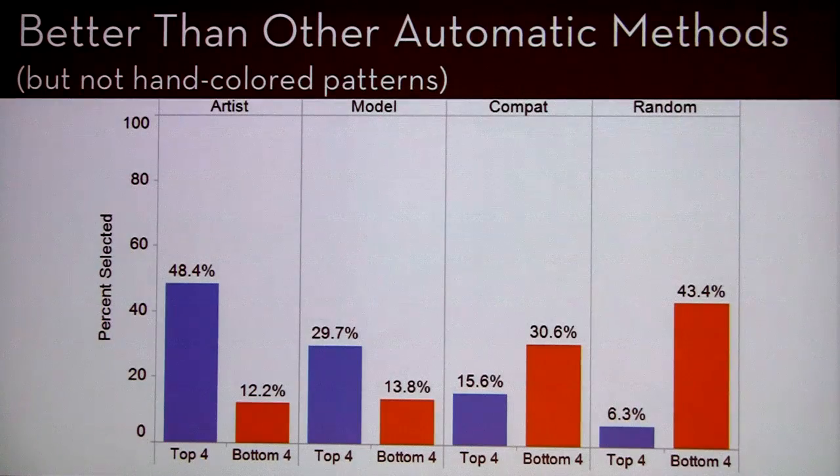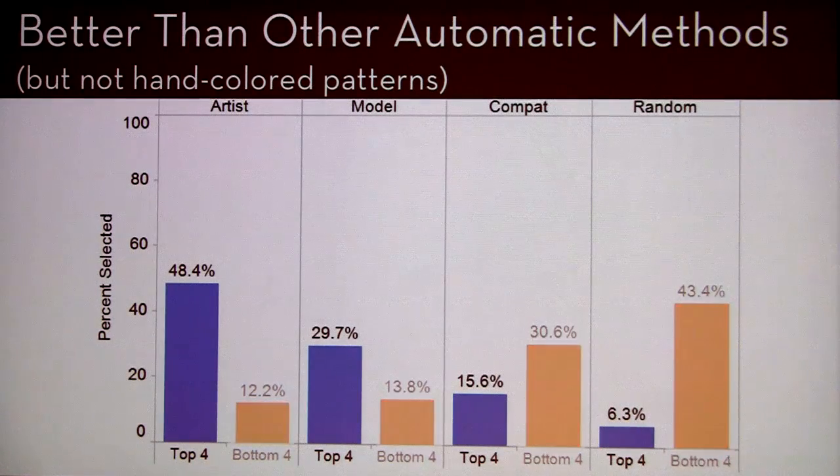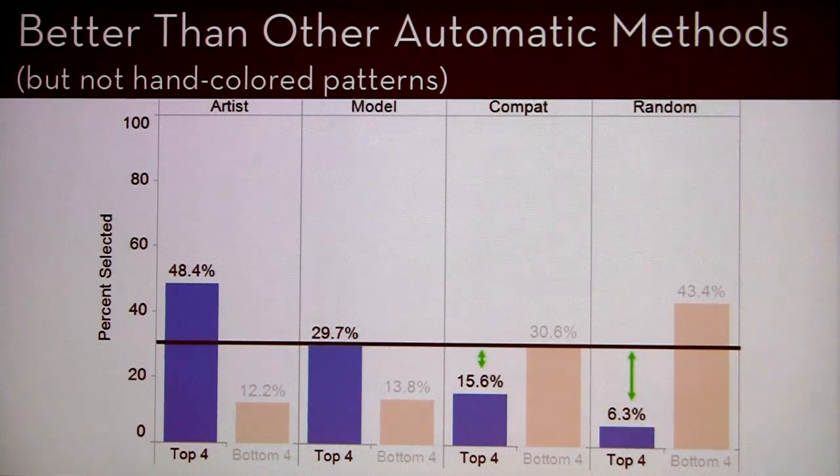And when we looked at the results of the study, there's a few things that stood out to us. The first thing we noticed is that people did significantly prefer the colorings generated by our model to those generated by the other automatic methods. So much better than purely random colorings, and also significantly better than colorings that were generated by treating the pattern as a 1D color theme. And this is not surprising. This is what our model is designed to do.